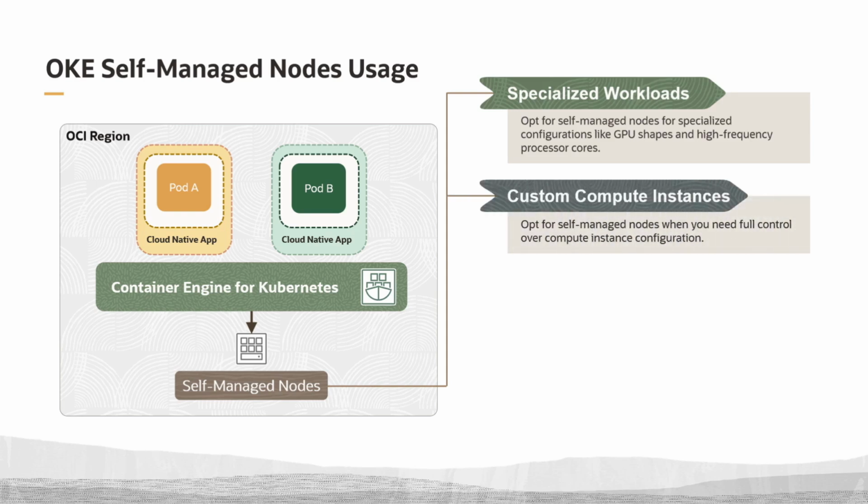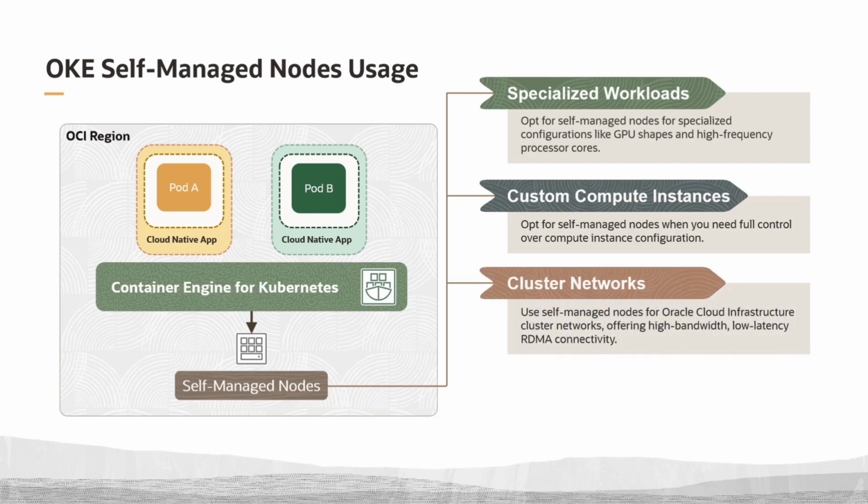Secondly, if you require complete control over your compute instance configuration, self-managed nodes are the ideal choice. This gives you the flexibility to tailor each node to your specific requirements. Additionally, self-managed nodes are particularly well suited for Oracle Cloud Infrastructure cluster networks. These nodes provide high bandwidth, low latency RDMA connectivity, making them a preferred option for certain networking setups.